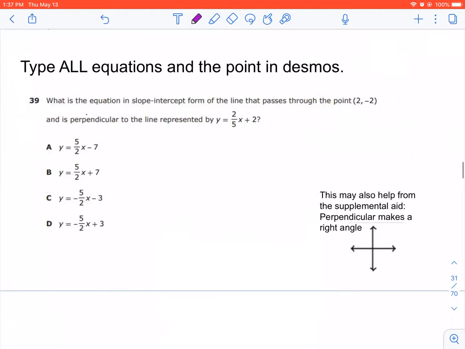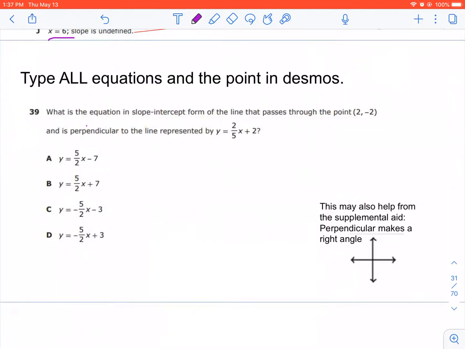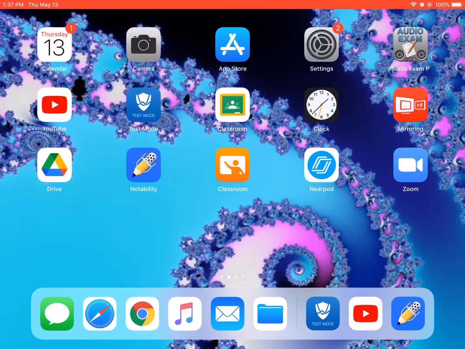Then the next question that we have, we're going to type all of the information in. So we're going to type, and we're looking for perpendicular. Doing the same thing that I'm doing on this question would also be a great idea whenever you are actually doing the STAR test.